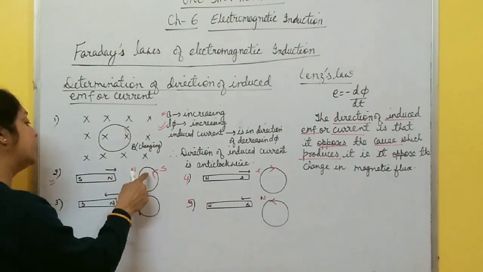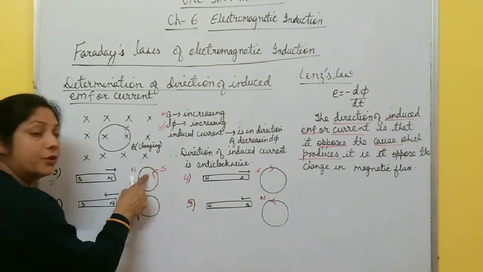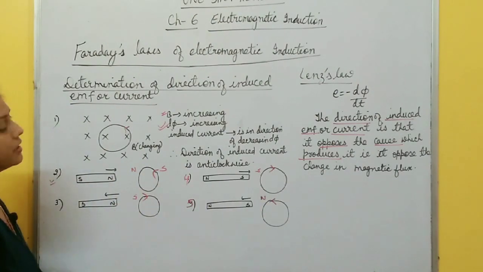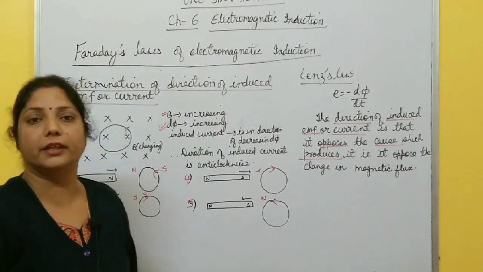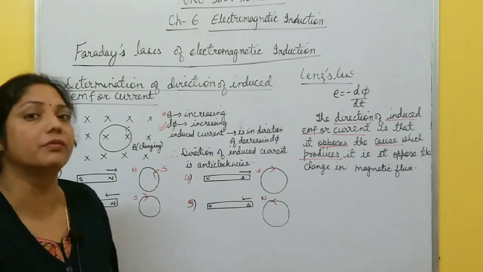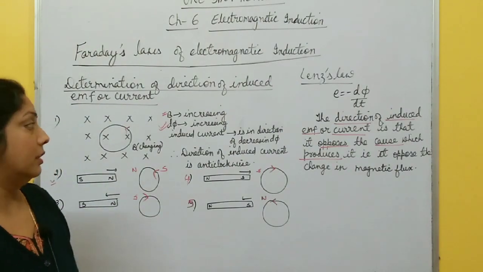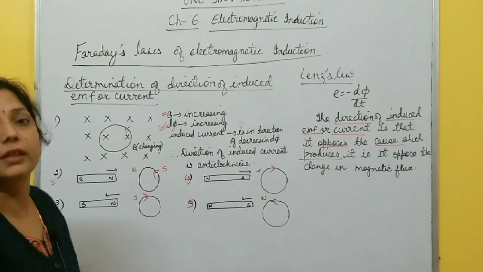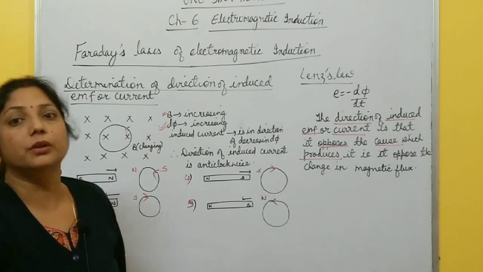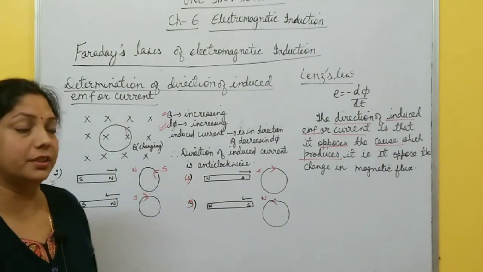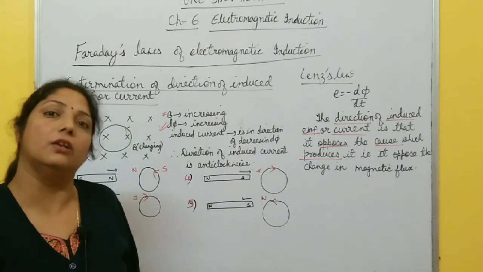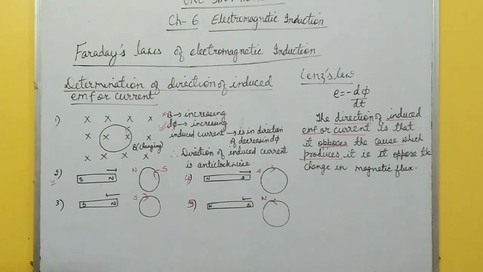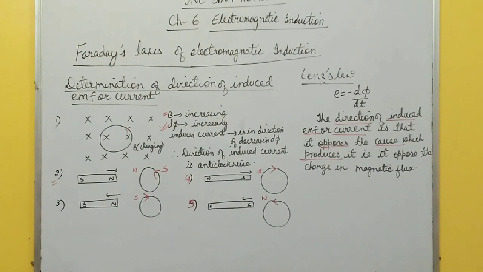It is always in such a direction that it opposes the cause which produces it. Okay, and if the direction is not given according to Lenz's law, then it does not hold the law of conservation of energy. How? We'll discuss next why Lenz's law is necessary to hold the law of conservation of energy. If Lenz's law is not valid, then it violates the law of conservation of energy. Okay, first please take a screenshot of this one fast.